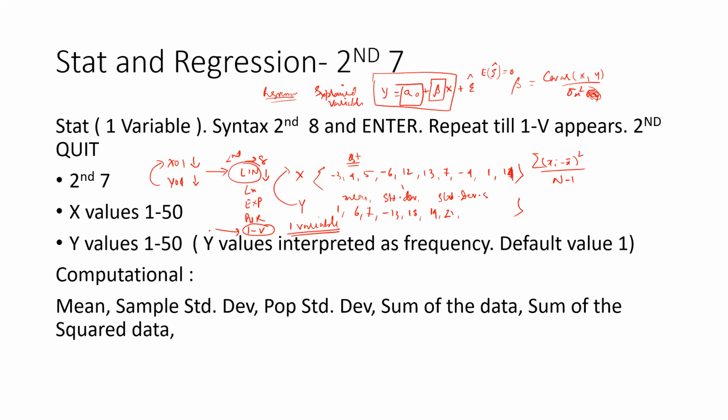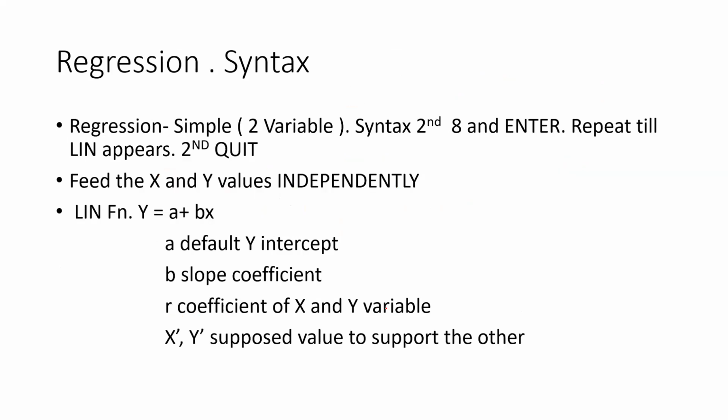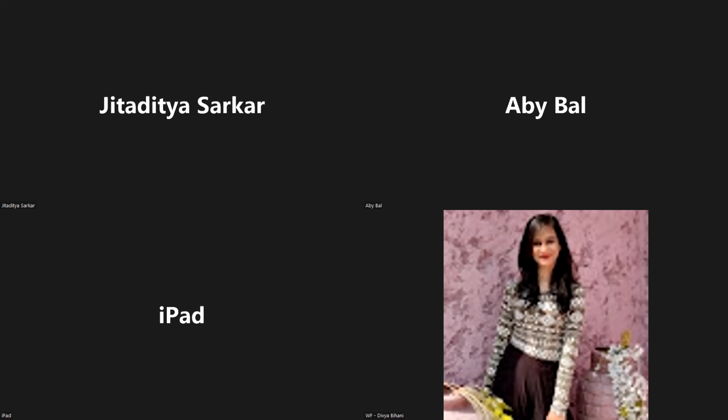Now what I want you to do is to understand what is being written here. How do we do it? We can calculate mean, sample standard deviation, population standard deviation, sum of the data, sum of the squared data, etc. Okay. Regression, this is what we have said. This is what we can do. All right. Now what I want you to do is to come back to an Excel worksheet. I'm going to share that, and that is going to help you understand.